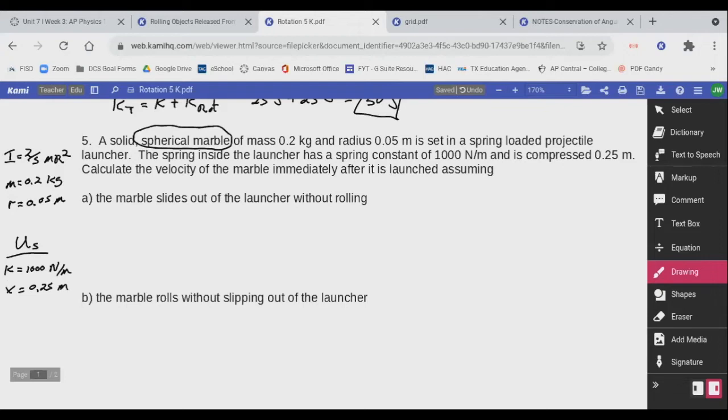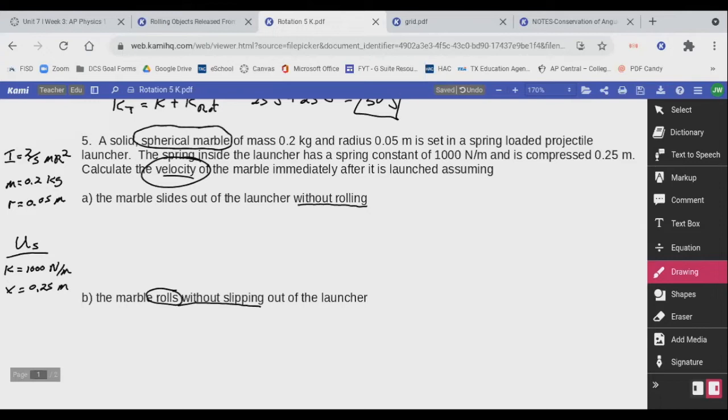And we want to calculate the velocity of the marble. So let me just mark that: the velocity of the marble immediately after it's launched. So we've got two situations, assuming it slides out without rolling, and then without slipping, where it rolls.